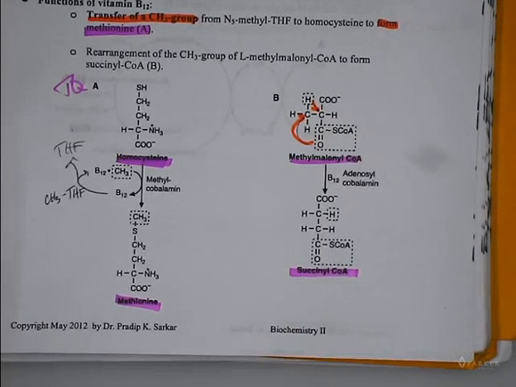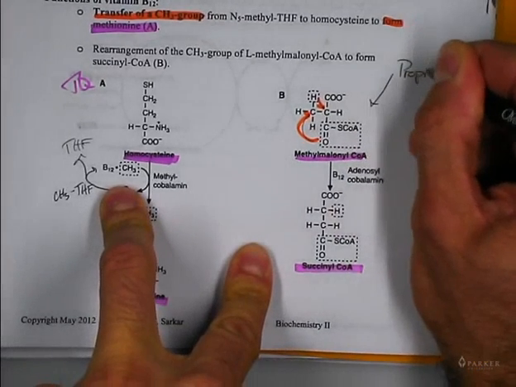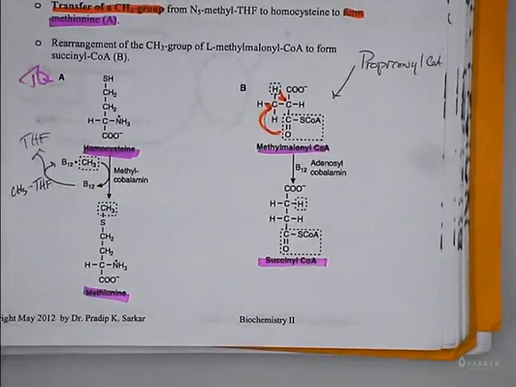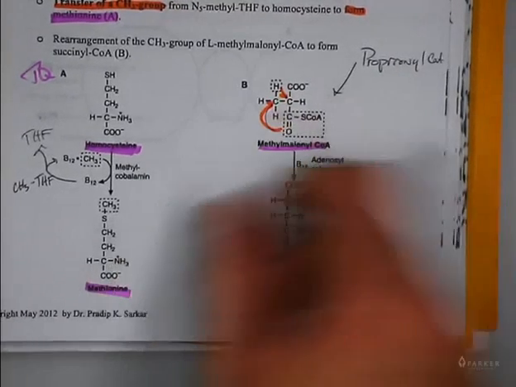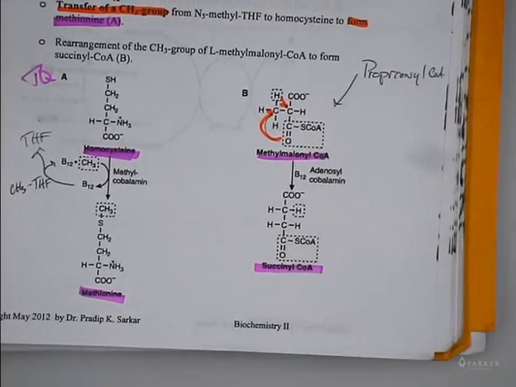Methylmalonyl-CoA is an intermediate of the TCA cycle, in the conversion of propionyl-CoA to succinyl-CoA. Where do you see propionyl-CoA? The oxidation of odd chain fatty acids. When you oxidize an odd chain fatty acid, you end up with acetyl-CoA and propionyl-CoA, which is a 3-carbon unit. Propionyl-CoA will be converted to methylmalonyl-CoA, and then methylmalonyl-CoA will be converted to succinyl-CoA.